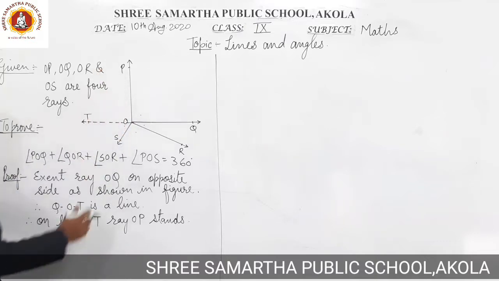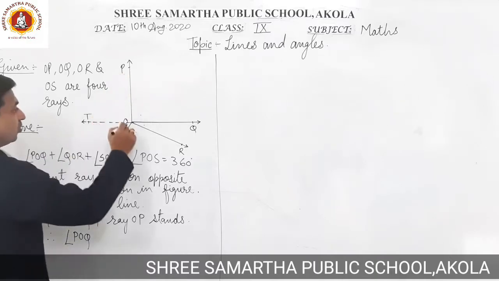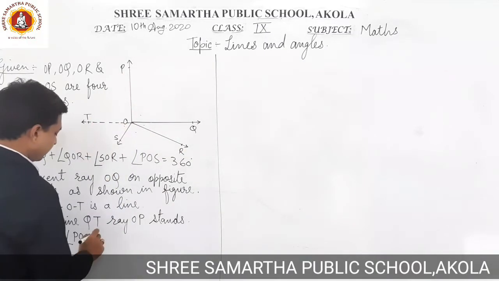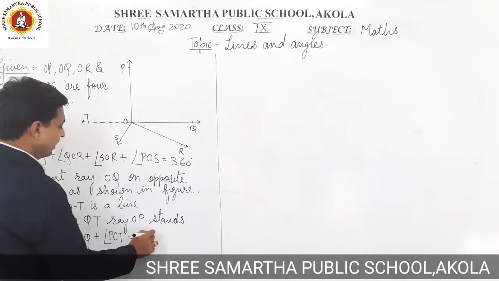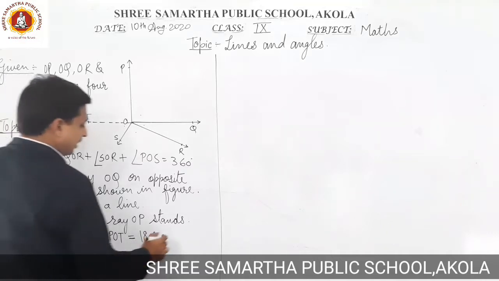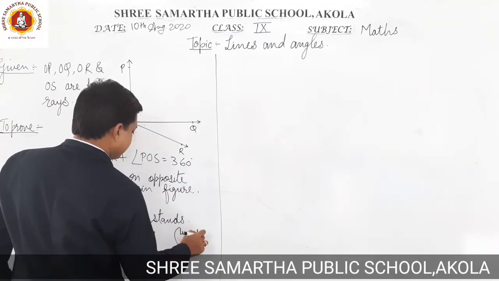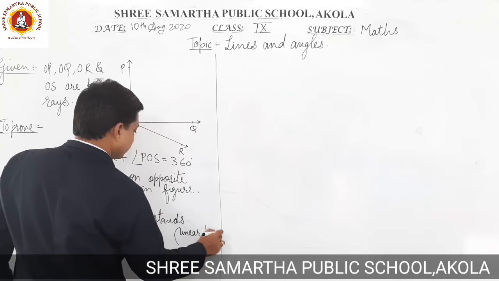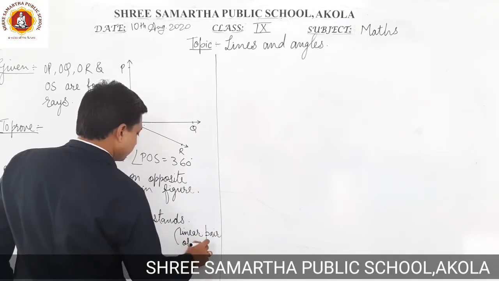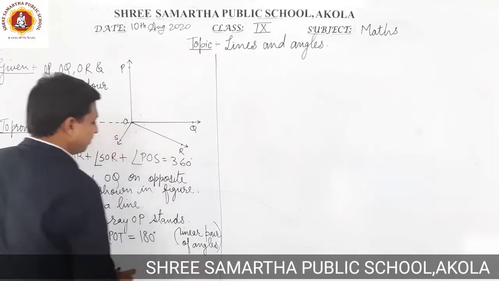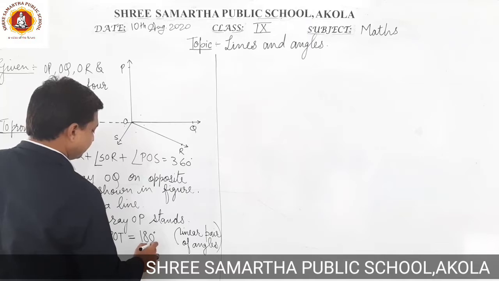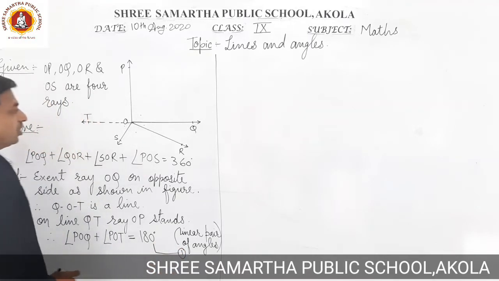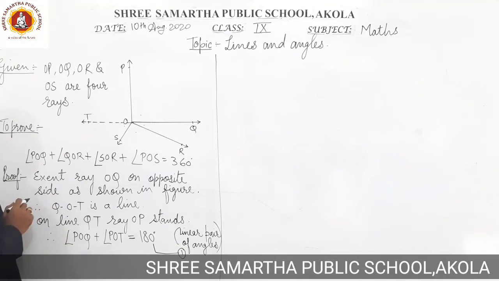Now since OP stands on it, we get angle POQ plus angle POT is equal to 180 degrees. The reason is linear pair of angles. This will be our equation number 1: the sum of these two angles is 180 degrees.